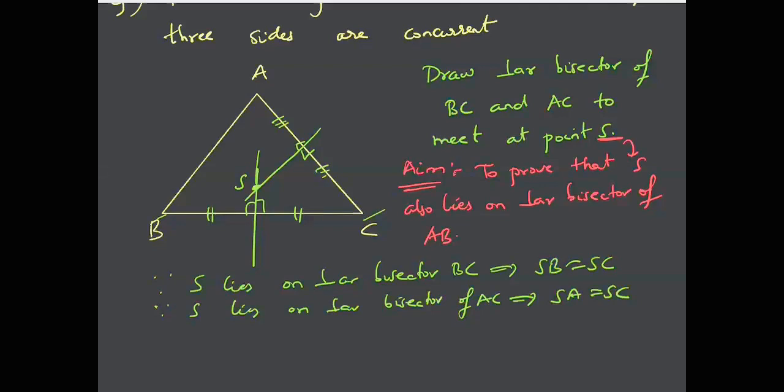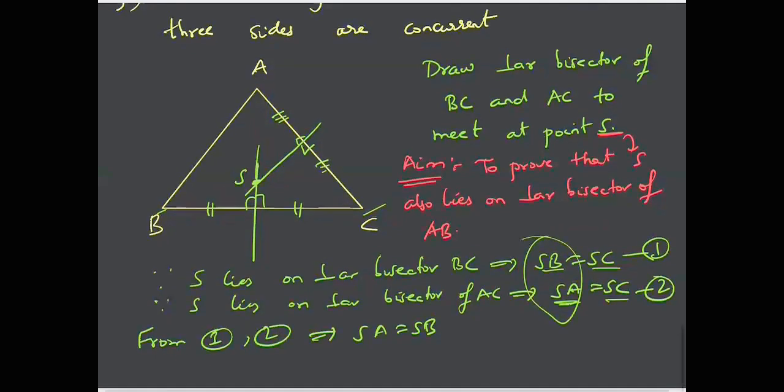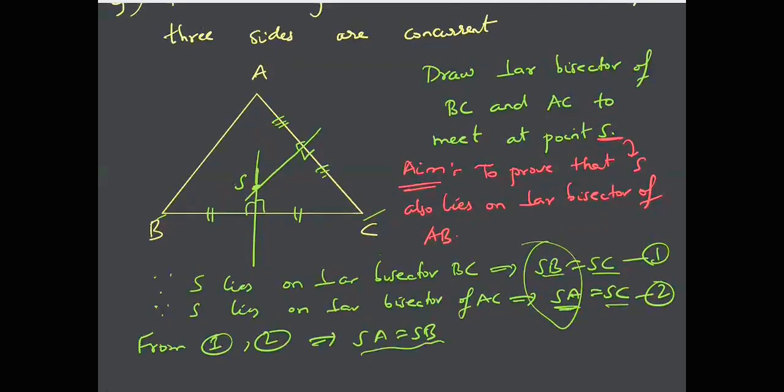That is, S is equidistant from A and C, and SB is equal to SC means S is equidistant from B and C. So from these two equations, equation 1 and equation 2, I can say that SA is equal to SB, right? Because SC is equal to SB and SC is equal to SA. So these two must be equal. Now, since SA is equal to SB, that is, S is equidistant from both A and B, this implies that S lies on the perpendicular bisector of AB, right?